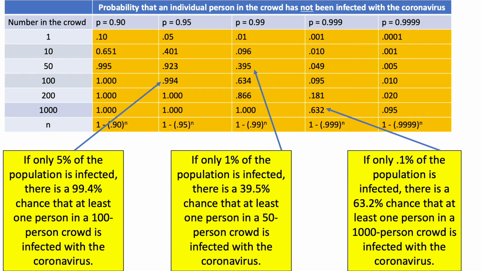If only 1% of the population is infected, meaning that 99% of the population is not infected, if you have 50 people in a crowd, there's a 39.5% chance that at least one person in the crowd is infected. And the third one, if there's a 0.1% chance of infection in the general population, that means there's a 99.9% chance that a person is not infected. But when you put 1,000 people together, there's a 63.2% chance that at least one person is infected.